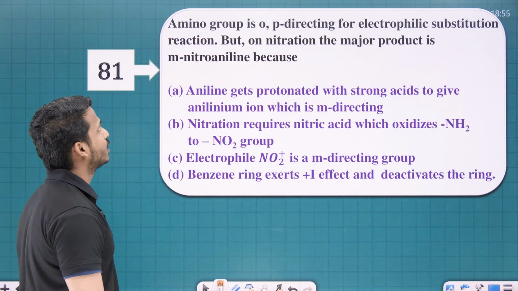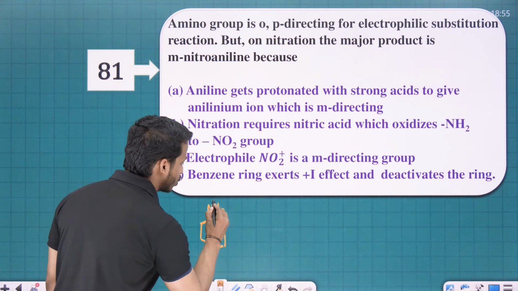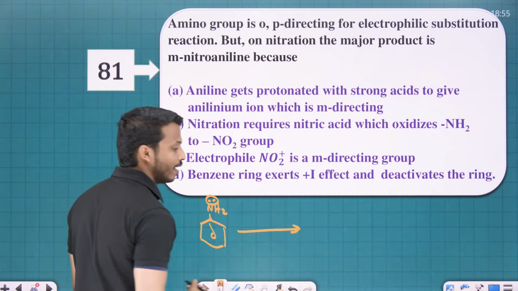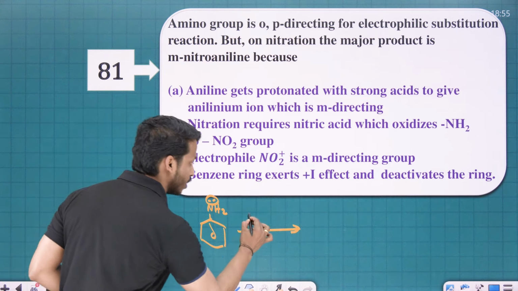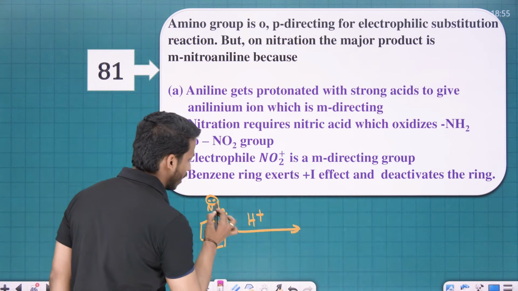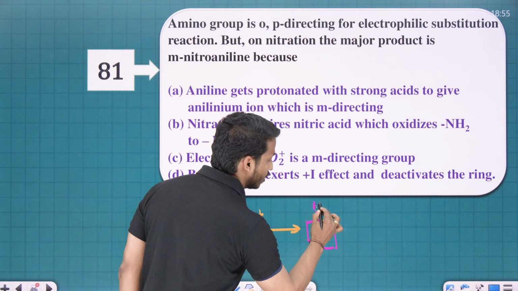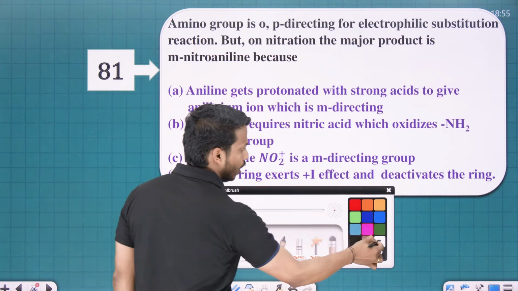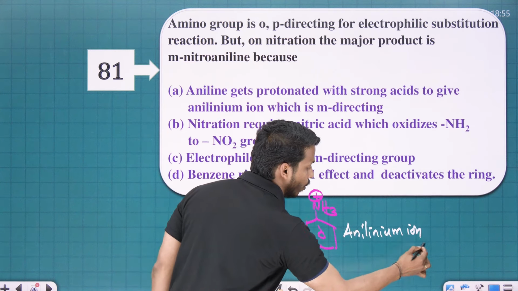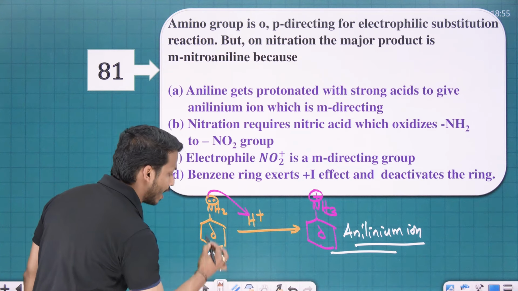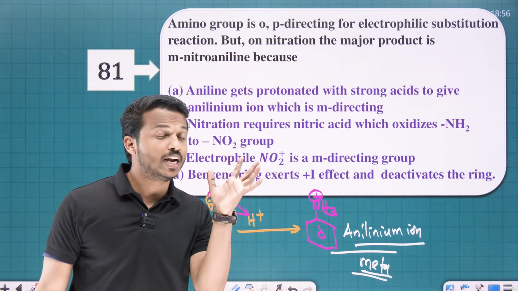But on nitration, the major product is meta-nitroaniline. We know very well aniline is very strongly ortho-para directing. What is the nitration process? We are using concentrated HNO3 and concentrated H2SO4. That is a very strong acidic medium. So here what happened? When aniline contacts an acid, it immediately forms a salt, benzene with NH3+, called the anilinium ion. Aniline is an ortho-para directing group, but anilinium ion is a meta-directing group.